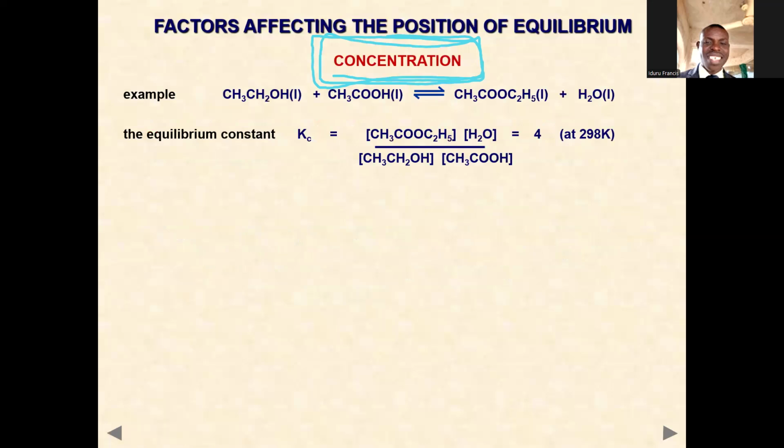Now, in the next slide, you can see that a reaction is being given to us there. The reaction is that of organic reactant and organic product. Here we have ethanol, reacting with ethanoic acid, reversibly giving us ethyl ethanoate.